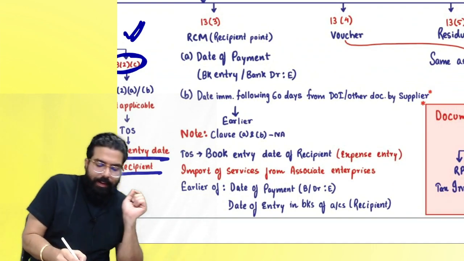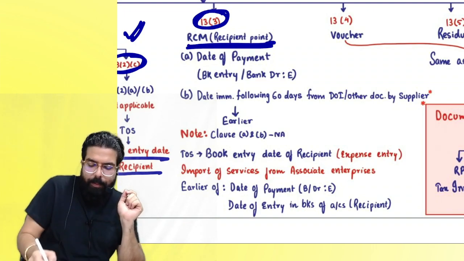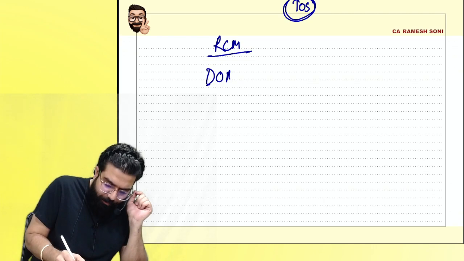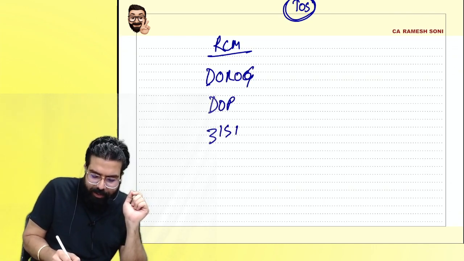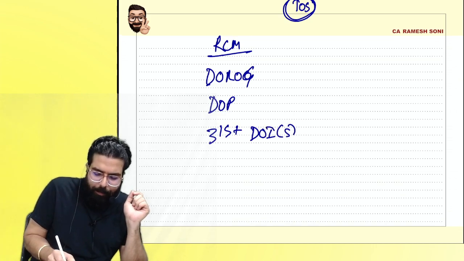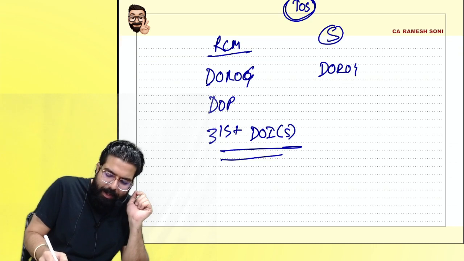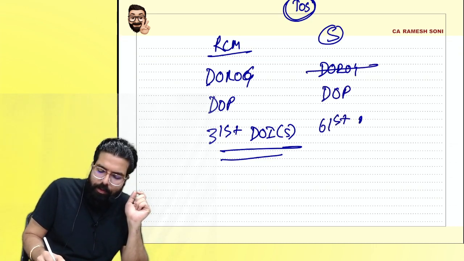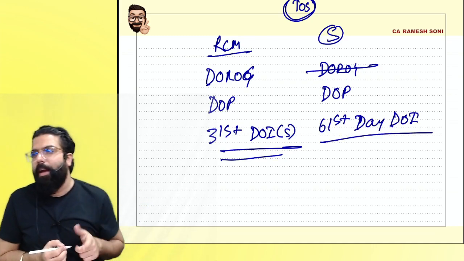Yes, everyone. Next. 13.3 goes ahead and talks about reverse charge mechanism. In case of supplier of goods, in reverse charge mechanism he pays on date of receipt of goods or date of payment or 31st day from the date of invoice by the supplier. Right, everyone? In case of services, date of receipt of goods will not be there and hence date of payment or 31st will become 61st day from the date of invoice. Are we clear, everyone? Can I go ahead?